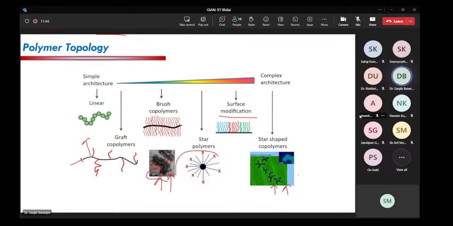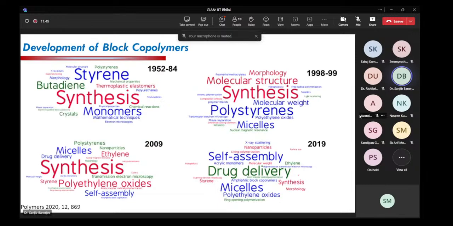So at this point, I go forward and we discuss the development of block copolymer synthesis. Remember, why is block copolymer important? Because here we can combine properties of two different types of homopolymers. It's like a hybrid, but a true hybrid, a covalently linked true hybrid. So the story goes long, from 1952 to 1984.